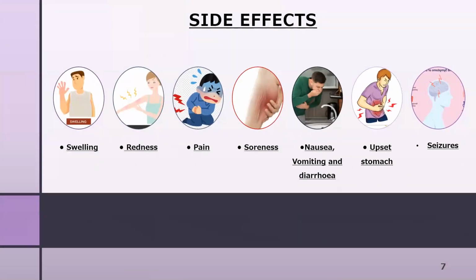Now, every drug has some side effects. So here are the side effects of cilastatin. Cilastatin causes swelling of many of the body parts. It causes redness. It causes pain in the body. Soreness can also be caused by cilastatin. Other side effects are nausea, vomiting, and diarrhea. Upset stomach and seizures can also be caused by cilastatin.